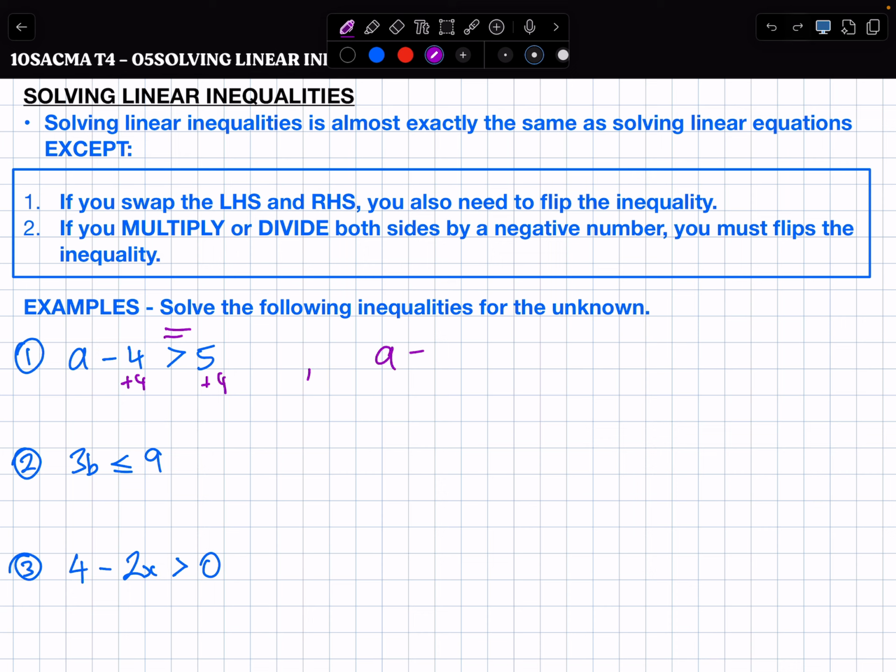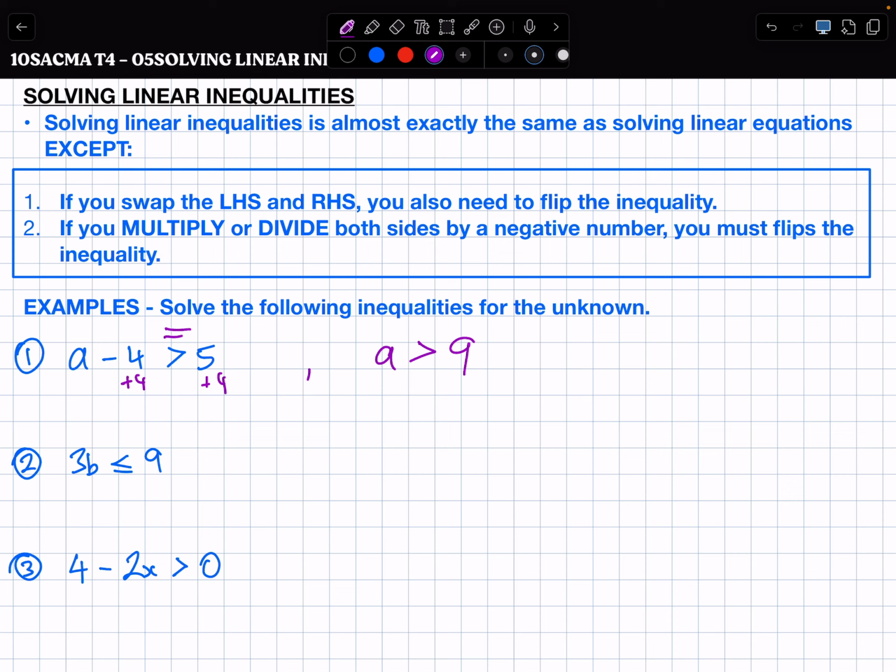9. Did I times or divide by a negative number on both sides at all? So I leave the inequality pointing the same way. A is still greater than 9. Okay?